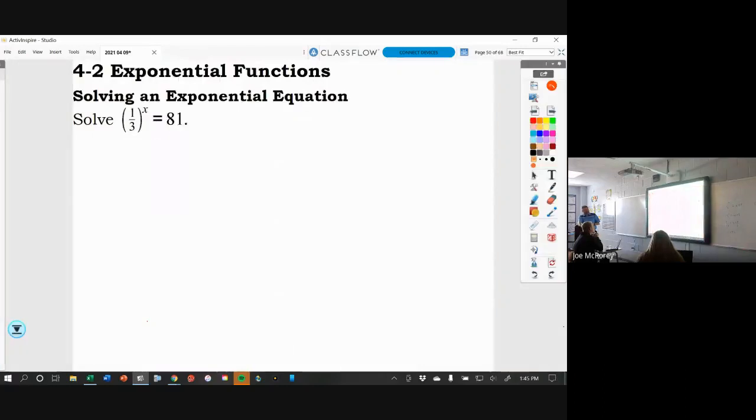So here's the first problem. I have 1/3 to the x power is equal to 81. This equation is exponential because the variable is in the exponent. I need to somehow write this problem using the exact same base on both sides. What base can we use for 1/3 and for 81?